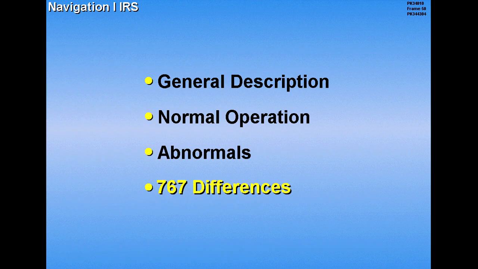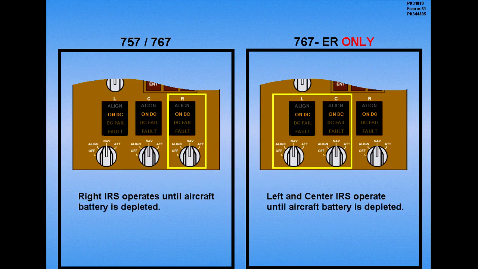Now let's look at 767 differences. When operating on battery power only, the 767-ER aircraft will operate the left and center IRS until battery depletion. The right IRU will be powered for only 5 minutes.